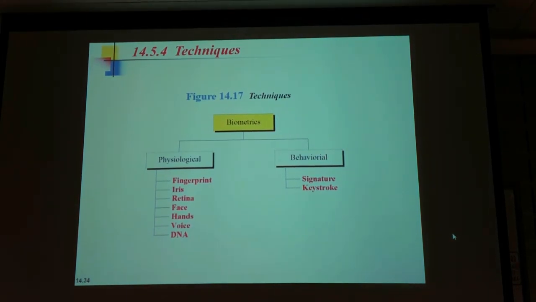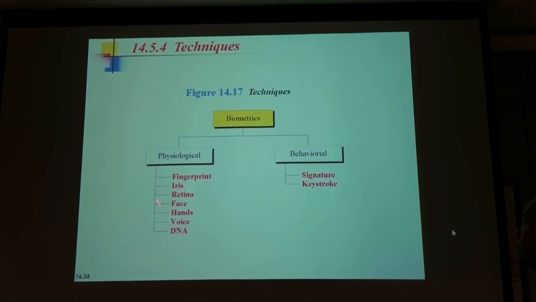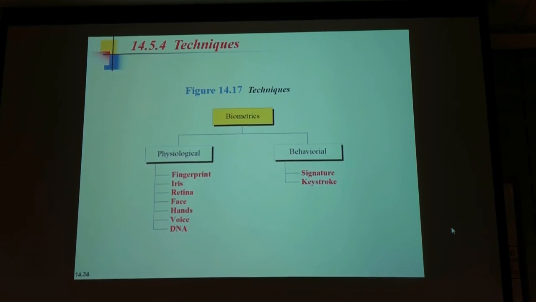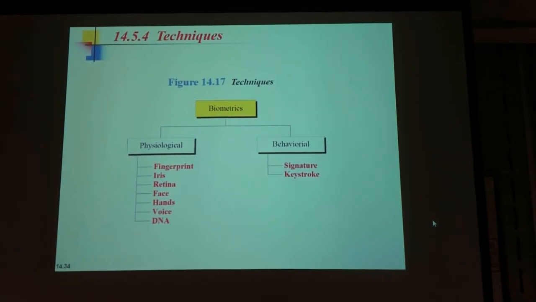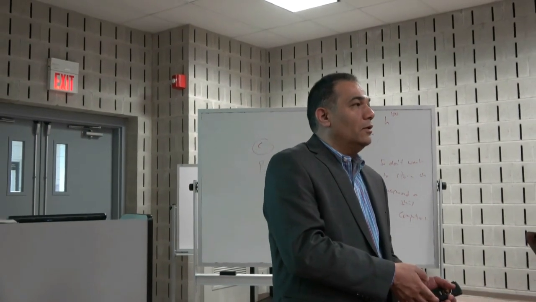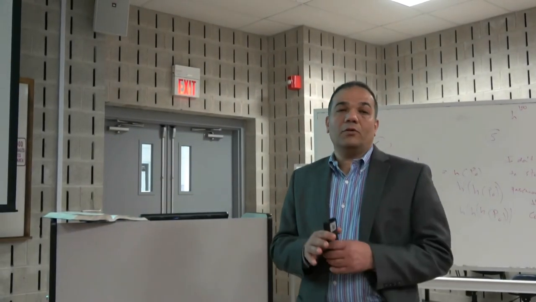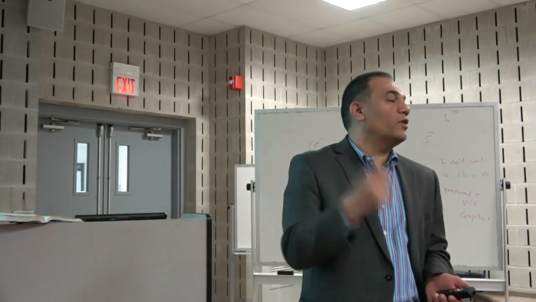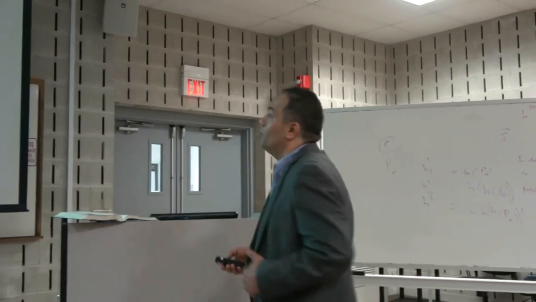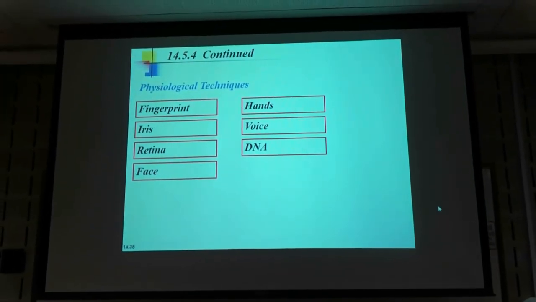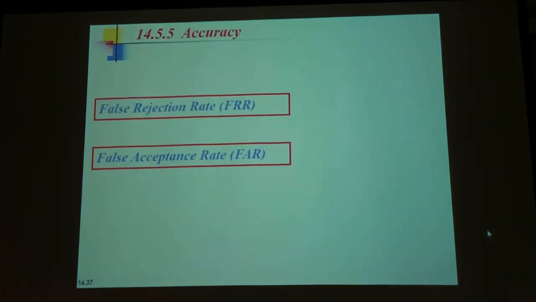There are so many biometrics. Some are behavioral, and some are physiological, like fingerprint, iris, retina, face, hands, voice, DNA. All of these are physiological. And there is something behavioral, like keystroke. When a person strokes the keyboard or the pad, the way he strokes, the strength, the frequency, the speed, it could identify the person. So it's very complex. For example, the signature: you could have your signature compared with the database automatically. So physiological techniques: fingerprint, iris, retina, face, hands, voice, DNA. And again, signature and keystroke are behavioral.